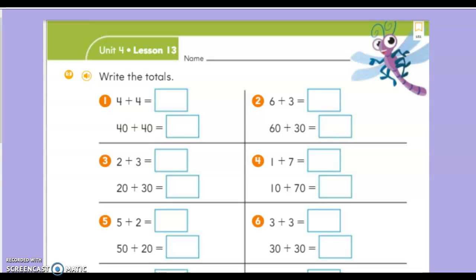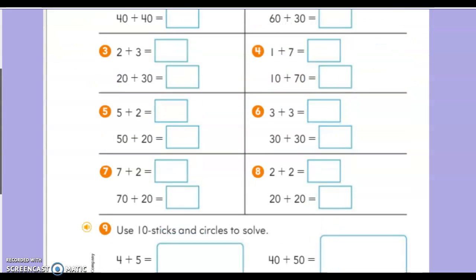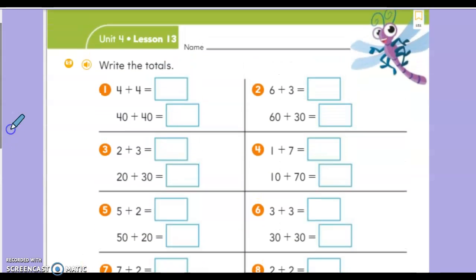Okay, let's go to our workbook. These are the exact same thing we were just working on. And now I just want you to do some practice with them. So I will do a few with you, and then you're going to do them independently, which means by yourself. Okay? So first of all, 4 plus 4. That's a doubles fact. Hopefully you know that right off the top of your head. It's 8. Now we're moving on to 40 plus 40. Well, we know that 4 plus 4 is 8, so 40 plus 40 must be 80. Good.